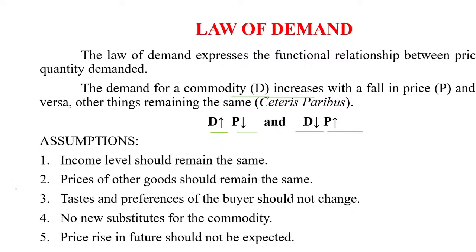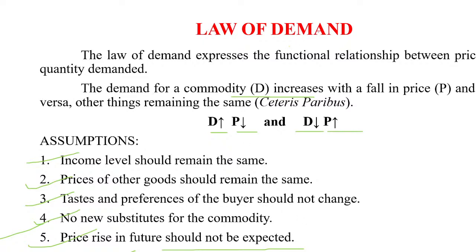So now the assumptions of these things: income level should remain the same. Price of other goods should remain the same. Taste and preferences of the buyer should not change. No new substitutes for the commodity, right? No new substitute of the commodity we will consider. And price rise in future should not be expected. That means we do not have any expectation whether the price of the commodity will be increasing or decreasing, right?